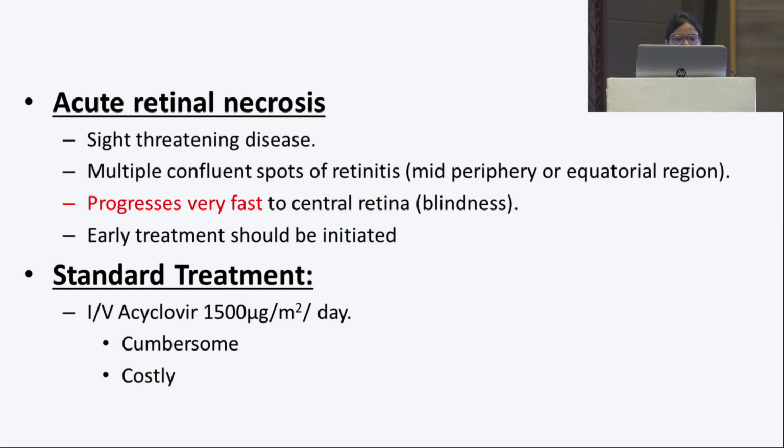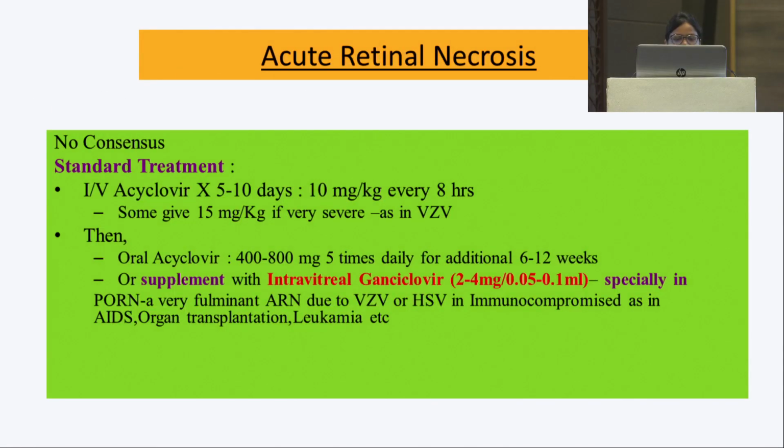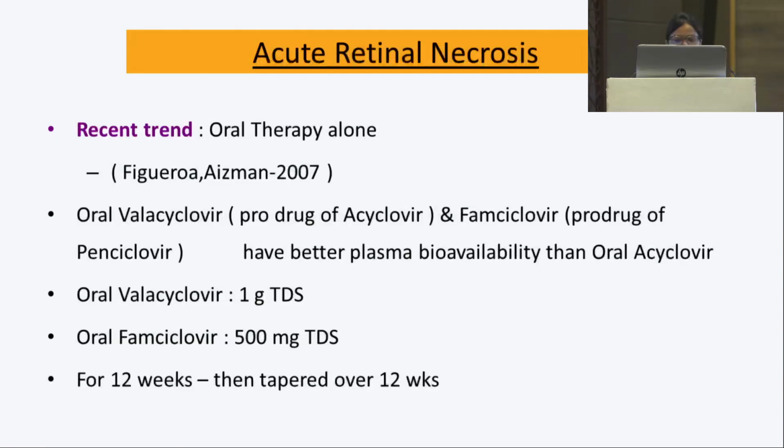Now coming to the treatment, the standard treatment is giving intravenous acyclovir for 5 to 10 days. The dose is 10 mg per kg every 8 hours. And then adding oral acyclovir of 400 to 800 mg 5 times a day for around 6 to 12 weeks. We can also add intravitreal ganciclovir, especially if there is severe vitritis or the optic disc is getting involved. In such cases, we can add intravitreal ganciclovir. The dose is 2 to 4 mg per 0.05 to 0.1 ml.